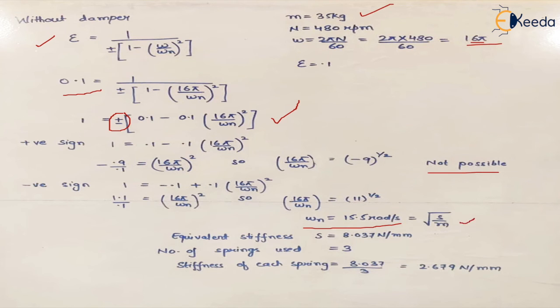Now we also know that natural frequency can be given by the formula under root S upon m, where S is the spring stiffness and m is the mass of the body. So by placing the value of mass, which is given as 35 kilogram, we can find the value of S.